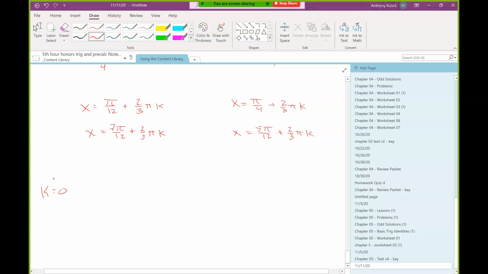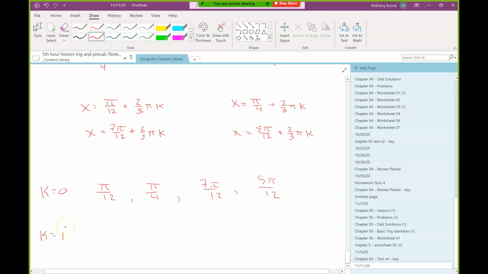So k equals 0. I get pi over 12. I get pi over 4. I get 7 pi over 12. And I get 5 pi over 12. Everybody's okay there? I know I don't have to go smaller because, again, I can't have a negative answer. And if I subtract 2/3 of a pi from any of these, I'm going to end up with a negative number, right? 2/3 is bigger than 7/12, so I know that I don't have to worry about that.